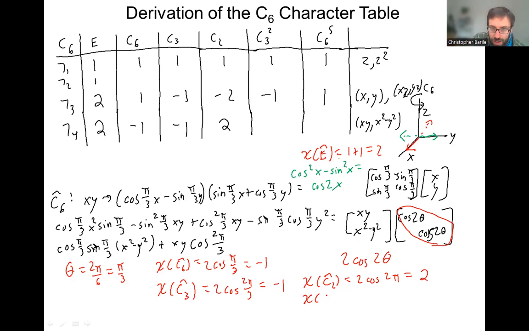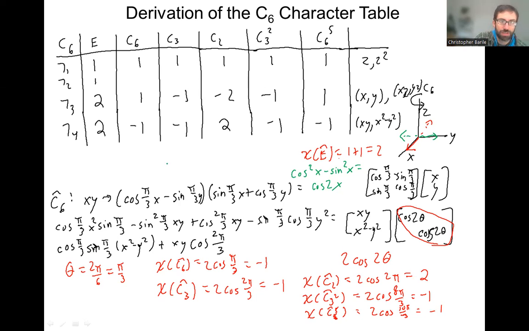And then we keep going along here. C3 twice is going to be 2 cosine, and now we're not doing pi over 3, but 4 times that. So theta is going to be equal to 4 pi over 3, but we're doing 2 theta, so we have to do cosine 8 pi over 3. That equals negative 1 half, so we get a negative 1. And then our last one is C6, 5 times. That's going to end up being 5 pi over 3 for theta, so cosine 2 theta is cosine 10 pi over 3, again equal to negative 1 half, so 2 times negative 1 half equals negative 1.